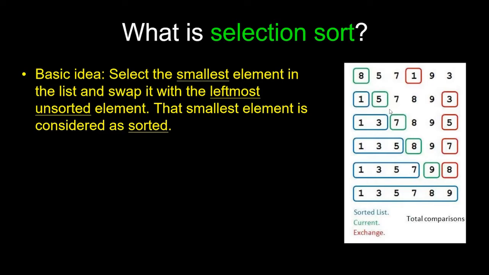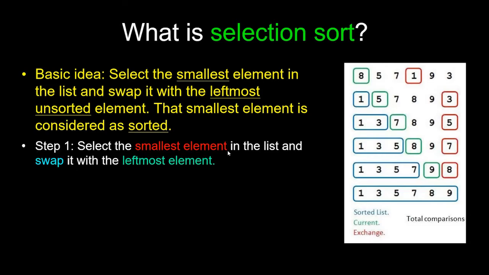Now let's look at the first line of this unsorted list. I have 8, 5, 7, 1, 9, 3. 8 is highlighted in green. This is the current leftmost unsorted. I go down the list and find the smallest element, which right now is 1. So I do a swap between 8 and 1. 1 will go to the first position and 8 will go to the 4th position. Once I've done that, 1 becomes sorted.